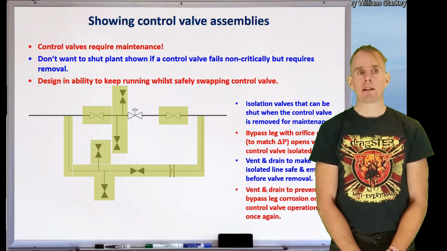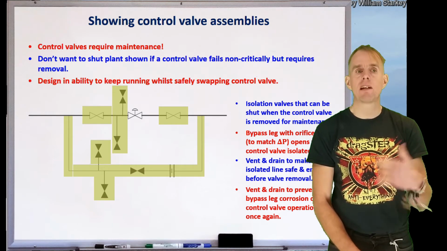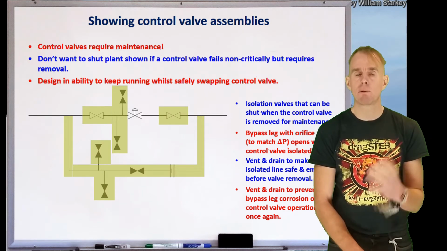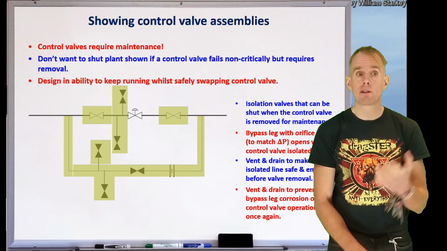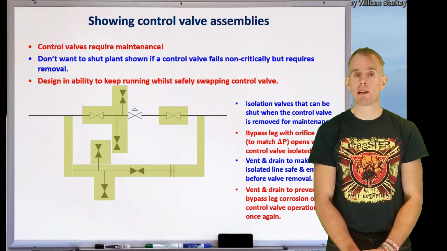Note on the bypass leg, I've also included a vent and a drain. Now, the way these have been included is incomplete because I can't uniquely drain this bypass leg without affecting the process flow, and so I probably have another isolation valve upstream of this assembly in order to do that.